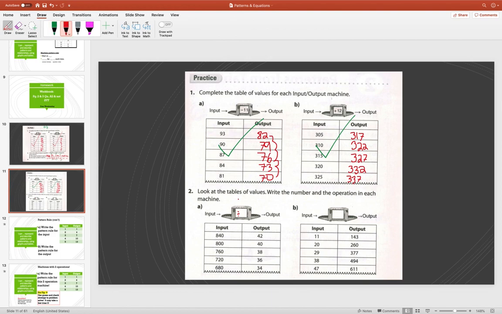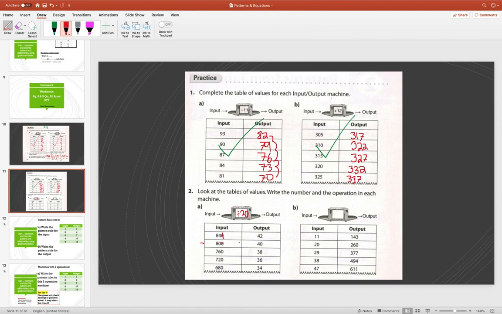Okay, next one is look at the table of values, write the number and the operation in each machine. So now we have to figure out what the math is. For this one, how do we get from 840 to 42? We should be able to do this with mental math. If we cross off the 0, that's going to be a lot easier for us to look at. 84 divided by something gives us 42. Well, we know that's going to be half, so 2, but then we have to add on the 0. So 20. I think it's 20, but I have to confirm that it works for all of them. So 800 divided by 40, if I was to cross off the 0 again, yep, 80 divided by 40 would be 2.